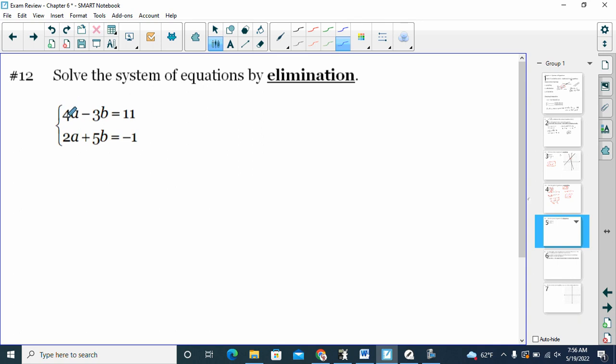So this one's positive 4a. I want this one to be minus 4a. That way, when I add them together, they cancel. So to make this minus 4a, I need to multiply this equation times negative 2.